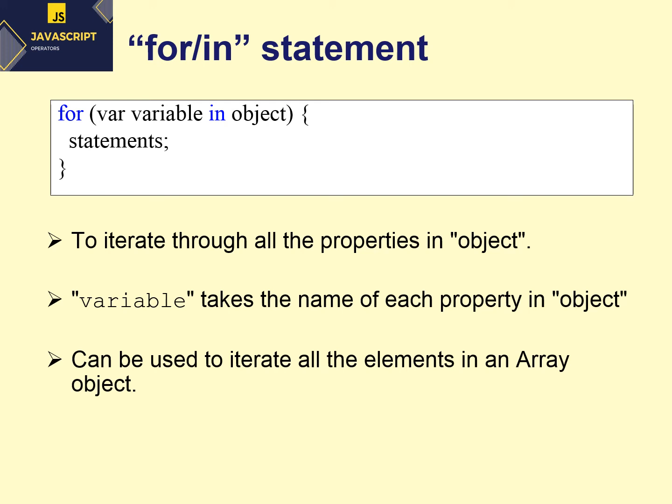Objects like arrays, then class. I already told you that an object has fields as well as functions. For iterating through the corresponding object, we can use this for-in loop. The variable takes the name of each property in the object. It can be used to iterate all the elements in an array object. If you have an associative array with you, then this type of for-in loop is best for iterating or traversing through it.